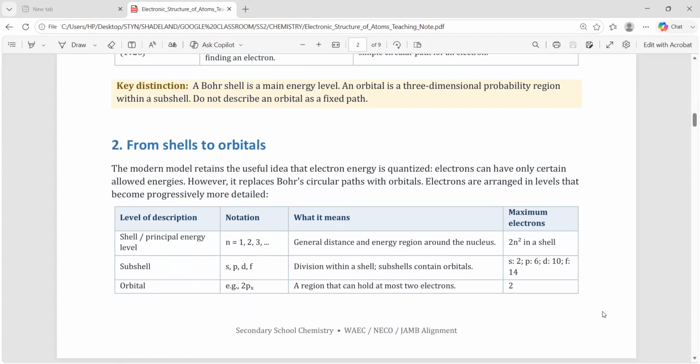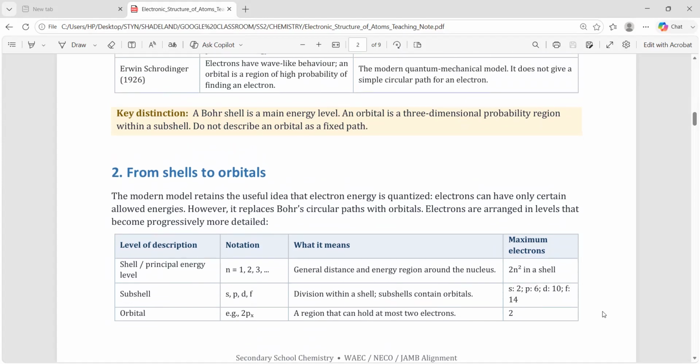Let me read from here. The modern model retains the useful idea that electron energy is quantized. That means electrons orbit around the nucleus in packets of energy. They don't flow from one energy level to the other. There is a jump. They have a quantized energy level, so electrons can have only certain allowed energies.